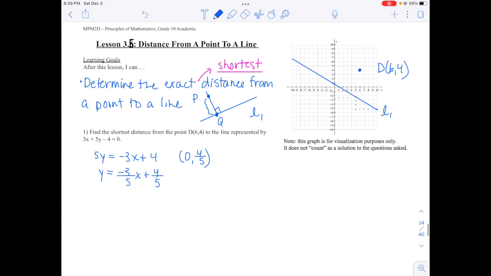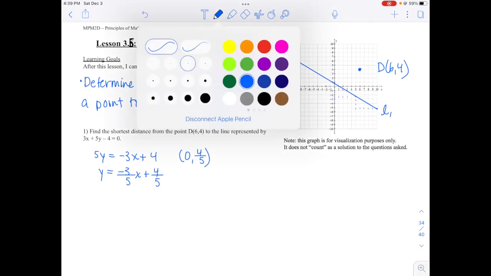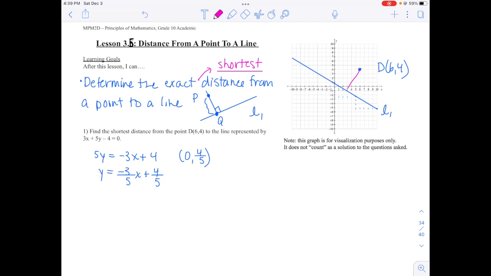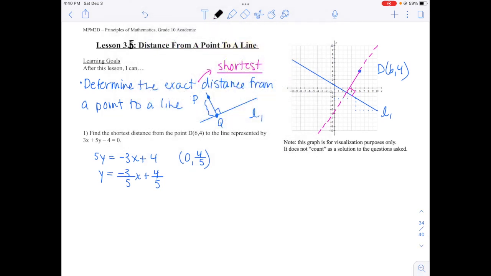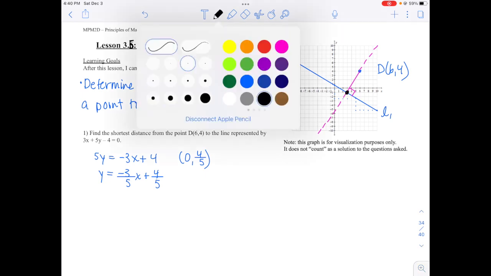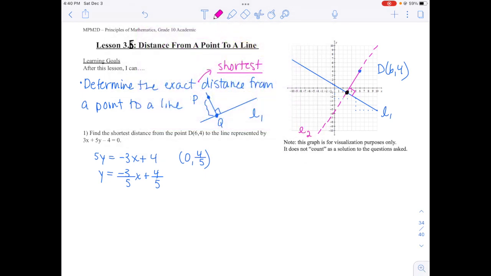So in essence, what I need to do is find this pink distance here, and it has to be perpendicular because we said what's implied is that it's the shortest line. It has to be perpendicular to L1. The way I do that is I actually have to determine the equation of the whole entire pink line, and then find the POI of the pink line and the line L1. We're going to call the pink line L2.